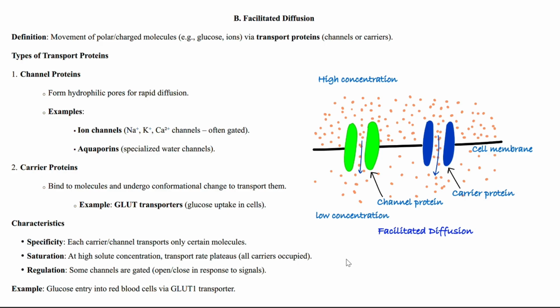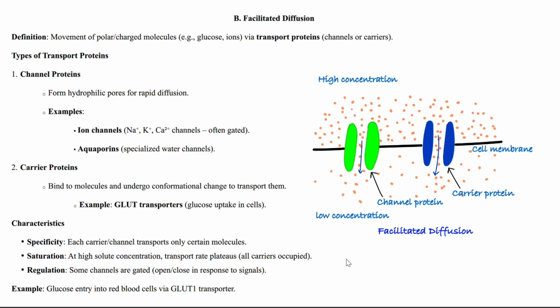Facilitated diffusion still moves substances from high concentration to low concentration, and importantly, it still does not require any energy. But instead of slipping through the membrane directly, these molecules rely on two types of transport proteins: channel proteins and carrier proteins. Channel proteins create water-filled pathways or hydrophilic pores that allow certain ions or water molecules to pass rapidly. For example, ion channels allow sodium, potassium, or calcium ions to move in and out of the cell. Many of these channels are gated, meaning they open or close in response to electrical or chemical signals.